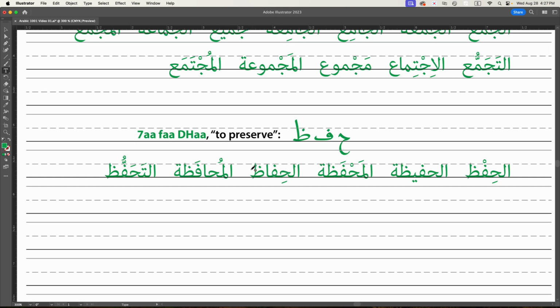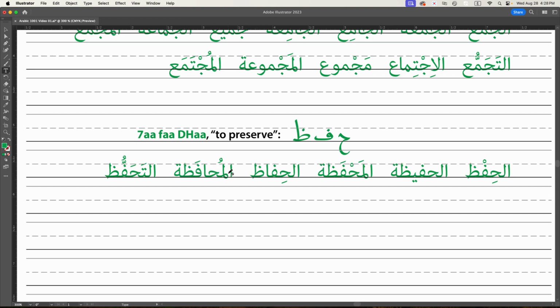Al-hifadh is maintenance, like doing maintenance on your car, making sure the oil is the right level, and so forth. It can also mean preservation as well, and it can also mean defending something, like you're preserving it from attack, but the usual context you'll see it is that of maintaining or maintenance of something.